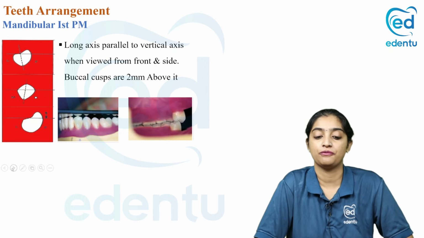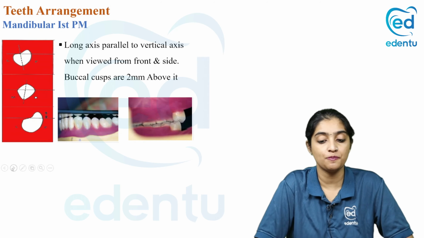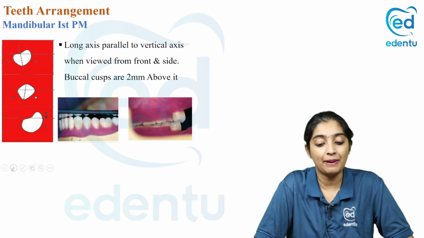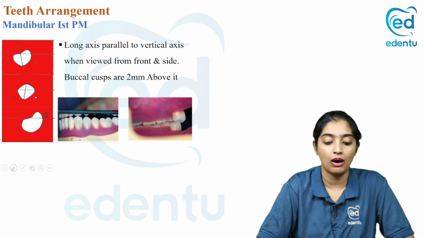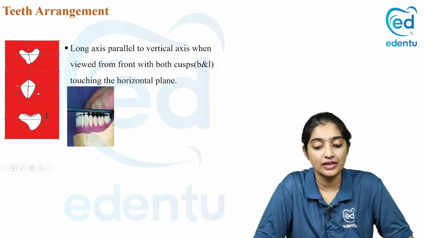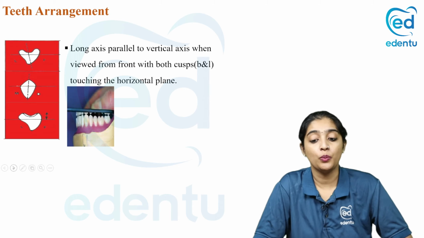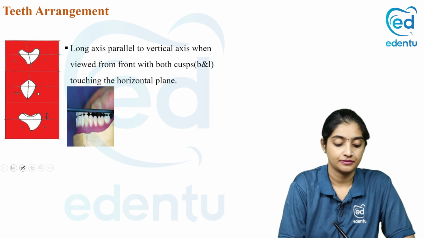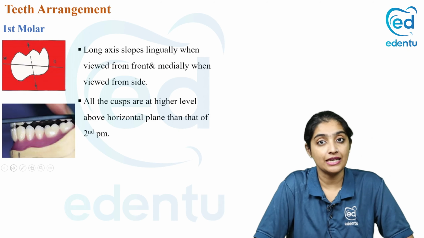Coming to the mandibular first premolar, the long axis is parallel to the vertical axis when viewed from the front and the side. The buccal cusps are 2 mm above it. The long axis is parallel to the vertical axis when viewed from the front with both the cusps touching the horizontal plane. That is for the second premolar.